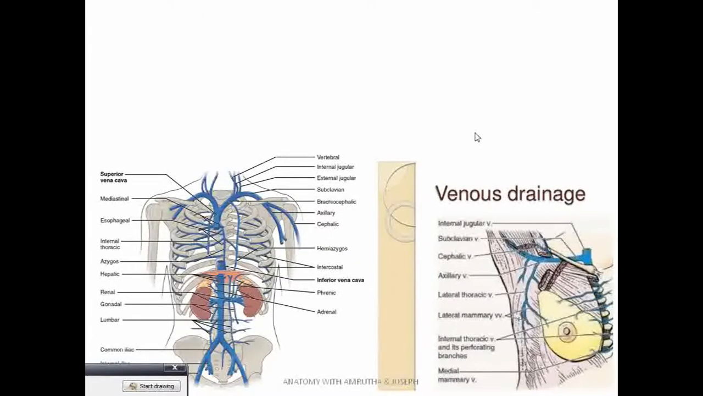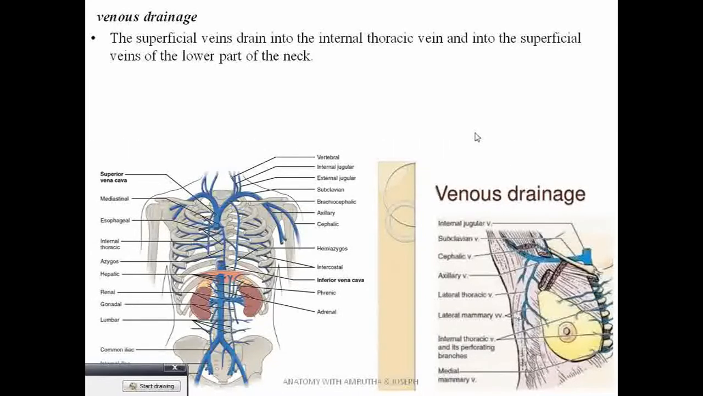Venous drainage. Superficial veins will drain into internal thoracic vein.